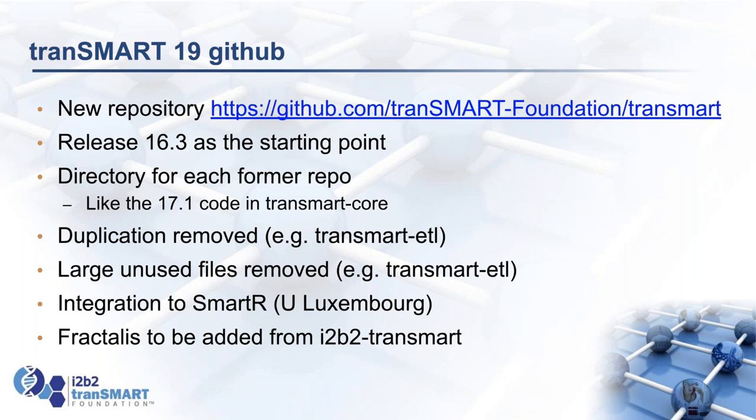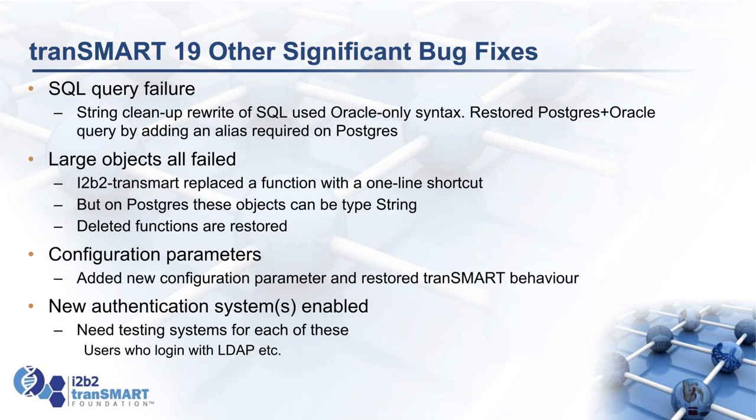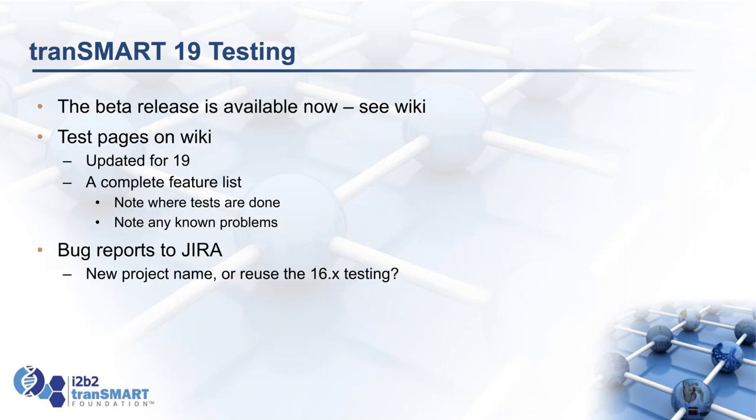All of this is available. It's all in a single GitHub repository that's linked there. It used 16.3 as its starting point and brought, as I said, all these things together. It's all now available out. A number of bug fixes that are listed here, a lot of other things as well. All of this is documented on the wiki.